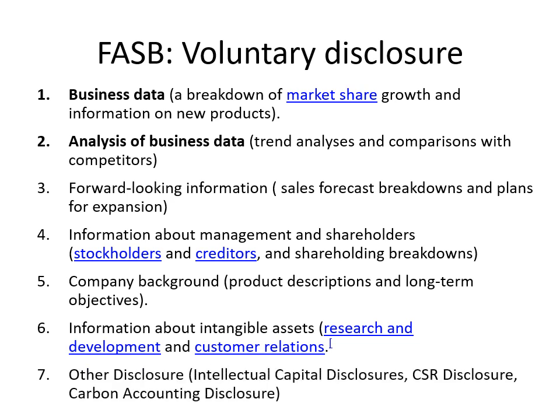Then we can see here some voluntary disclosures as mentioned by the Financial Accounting Standards Board, like business data, analysis of business data, forward-looking information like forecasts, sales forecast breakdown, plans for expansion. Then we also may disclose information about management and shareholders, and company background like product description and long-term objectives. And then we also disclose information about intangible assets, and some other kinds of disclosure like intellectual capital disclosure, maybe CSR disclosure, carbon content disclosure, and other disclosure.